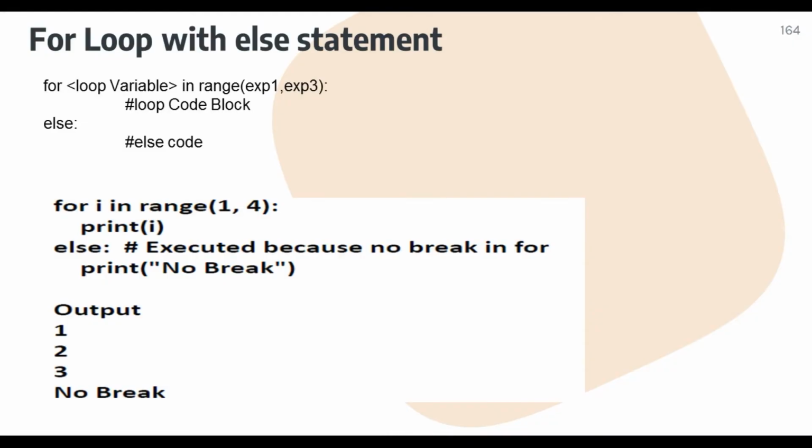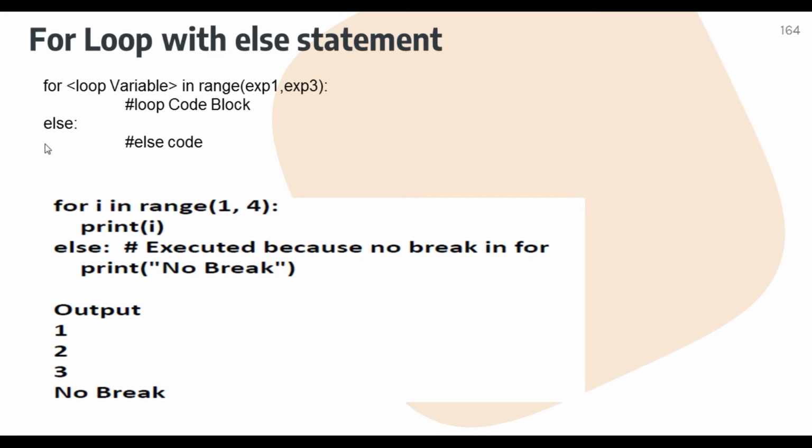So let's begin. Student, the first topic of the day, for loop with else statement. As we know, the for loop allows us to repeat the same task again and again. It is iterative in nature, that's why it is covered under the iterative statements. Here you can see a particular syntax or prototype: for a loop variable in range, with expression 1 and expression 3. This particular part will cover the for loop code block.